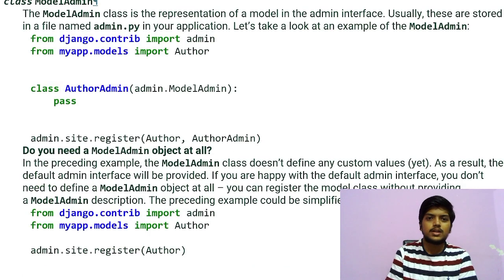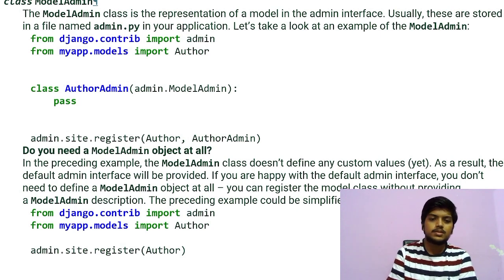The ModelAdmin class is the representation of a model in the admin interface. Usually these are stored in a file named admin.py in your application. Let's take a look at an example of the ModelAdmin: from django.contrib import admin, from myapp.models import Author, admin.site.register. Do you need a ModelAdmin object at all? In the preceding example, the ModelAdmin class doesn't define any customized values. As a result, the default admin interface will be provided. If you are happy with the default admin interface, you don't need to define a ModelAdmin object at all. You can register the model class without providing a ModelAdmin description.